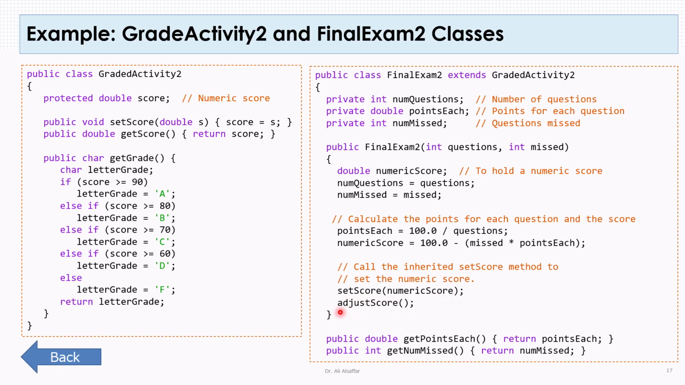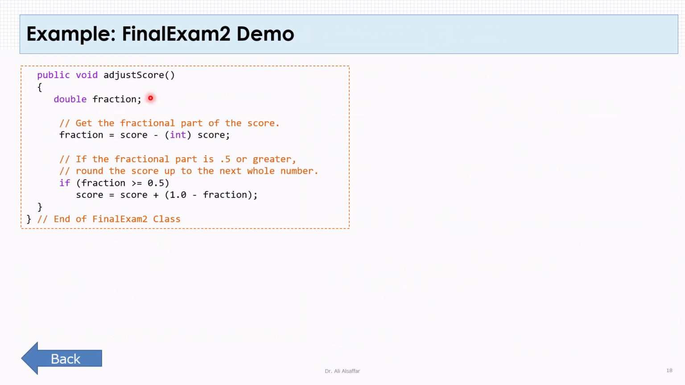Now let us have a look into the code inside adjustScore. The responsibility of the adjustScore method is to round the score up to the next whole number as an integer. Notice that inside this method we are referring to score directly because score is defined as a protected data member and it is inherited by the subclass. If it was defined as before private, then to read the value we have to use the public get method, and to set or change the value of a score we have to use the public set method. But since we have it as protected, then we can access it directly.